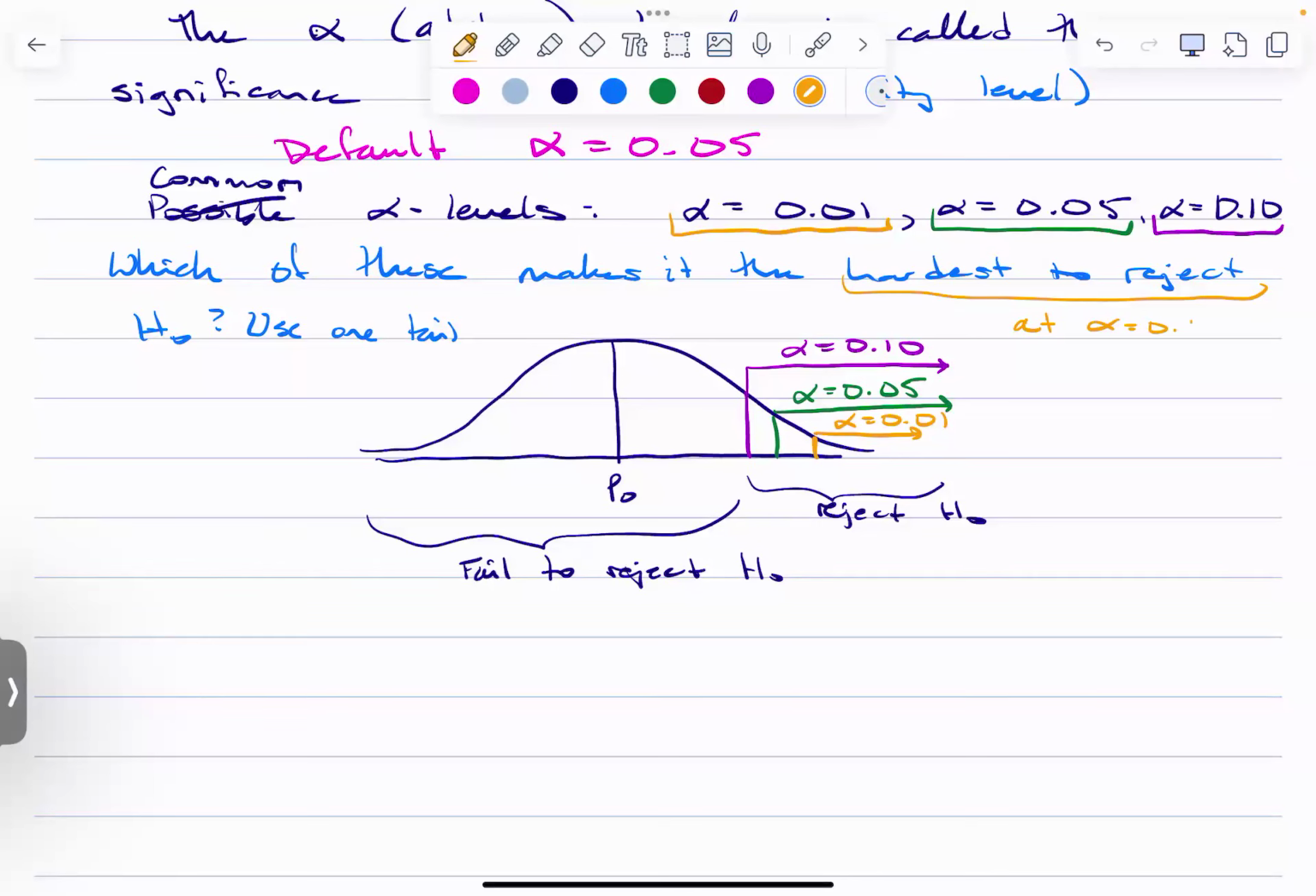Alpha equals 0.01. As an alternative to the p-value, we could give Z cutoffs here if we wanted to, right? You know how to find a Z that has 0.1 in the upper tail, and you know how to find a Z that has 0.05 in the upper tail, and you know how to find a Z with 0.01 in the upper tail.